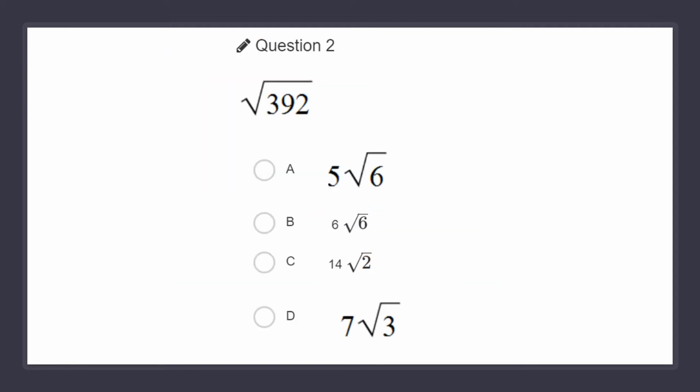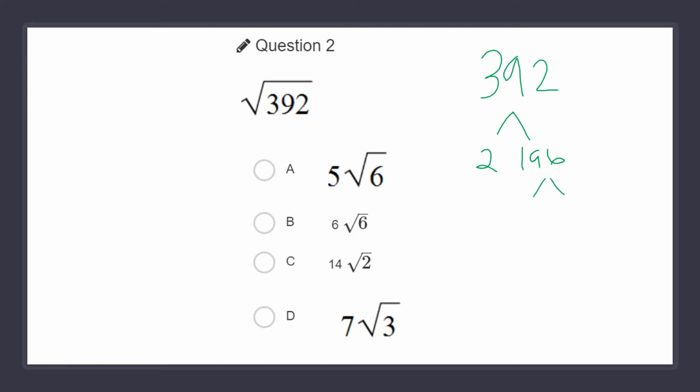For question 2, we are simplifying the square root of 392. 392 may not be a number that you're very familiar with, but because it is even, then you do know that it's divisible by 2. So that would be where I would start with this particular problem. We'll start with 392, and we're going to divide 392 by 2, which if you can do that off the top of your head, that's awesome. If you need to use a calculator, you can definitely use a calculator. It's going to be 196.